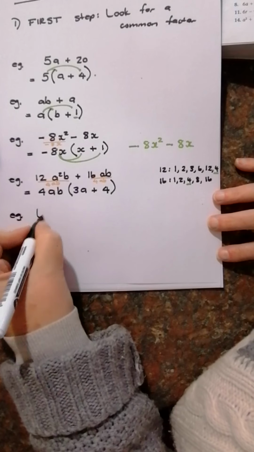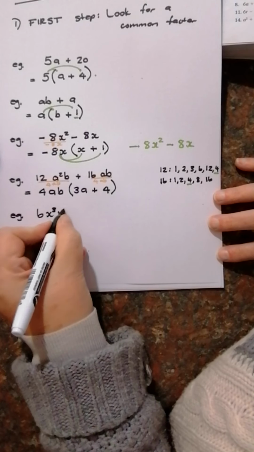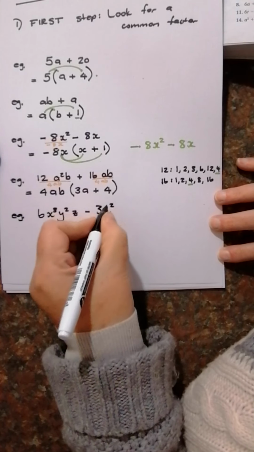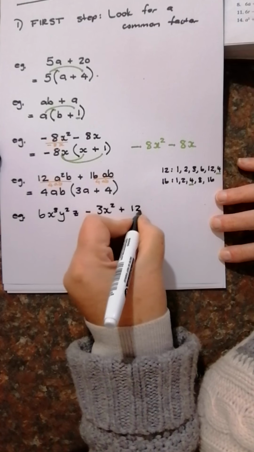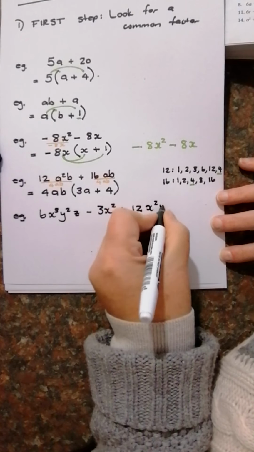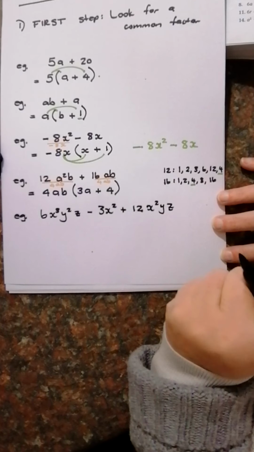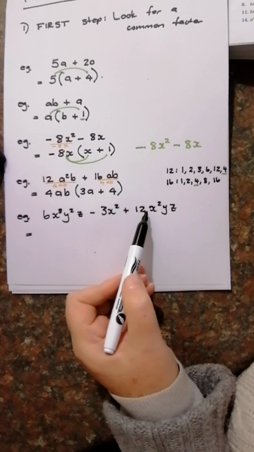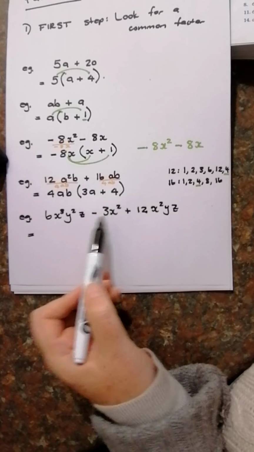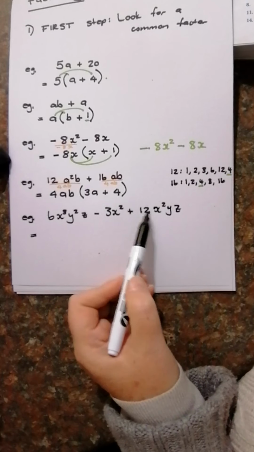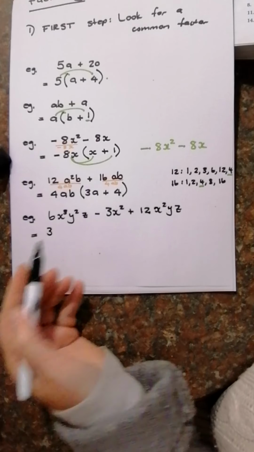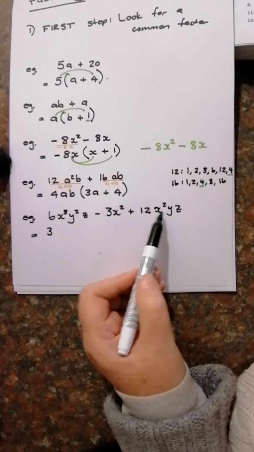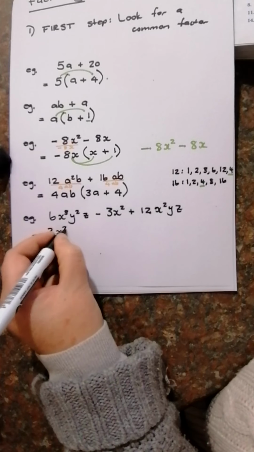Okay, so we've got 6x cubed y squared z minus 3x squared plus 12x squared yz. Now we've got 3 terms. Doesn't make it any difference. Okay, so I've got a 6, a 3, and a 12. 3 goes into itself once. So can 3 go into 6? Yes. Can 3 go into 12? Yes. So I'm going to take out the 3. Then I've got an x cubed, an x squared, and an x squared. So the highest I can take out is x squared.